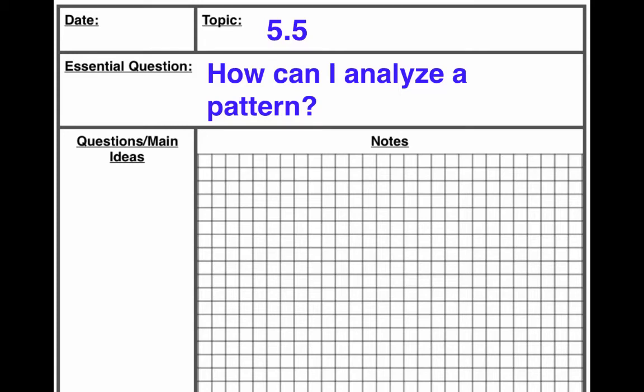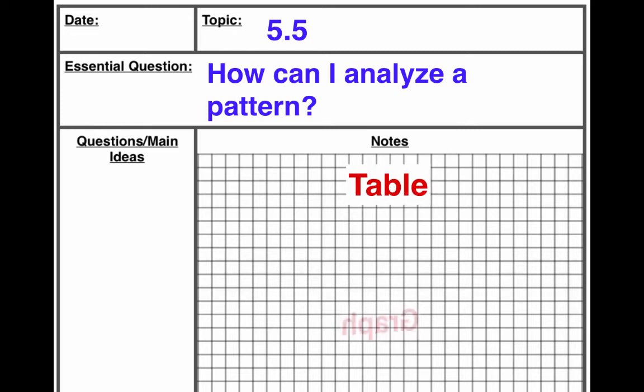5.5 is our topic, and we were working on how can I analyze a pattern. So we're really getting into our algebra skills here because algebra is the study of patterns. That's really what it's all about. And we want to look at a pattern a lot of different ways because people see things a lot of different ways. We don't all see the same thing when we look at a pattern. That's what's kind of cool about it actually. So there's lots of ways we can analyze the pattern.